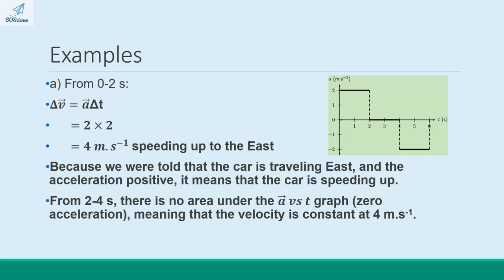But it doesn't make sense. Sometimes we have to look at how much our graph, our motion makes sense. It wouldn't make sense that the car would be speeding up at 4 meters per second in the positive direction and then suddenly being stationary at 0 meters per second. So it makes a lot more sense that it has sped up to 4 meters per second and then it has maintained a constant velocity of 4 meters per second.